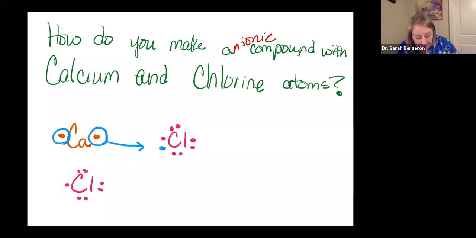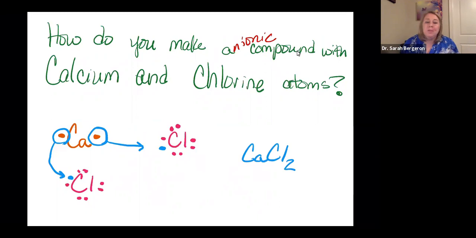Now calcium can give up its second electron and give it to another chlorine atom. So to make the overall charge of an ionic compound that contains both calcium and chlorine, you need 2 chlorine atoms for every 1 calcium atom. And that's what we're going to do when we write a formula. We're going to say we need 1 calcium and we need 2 chlorine.